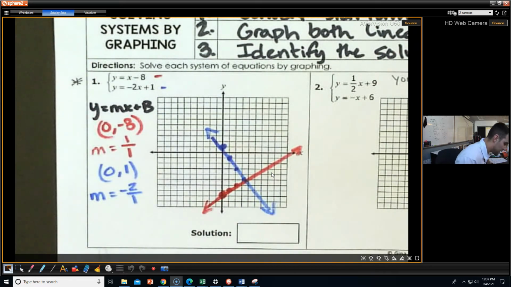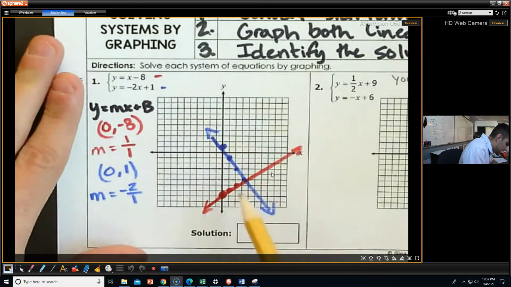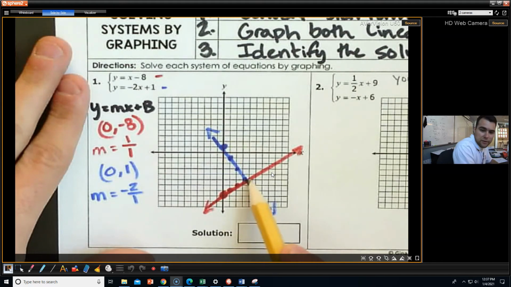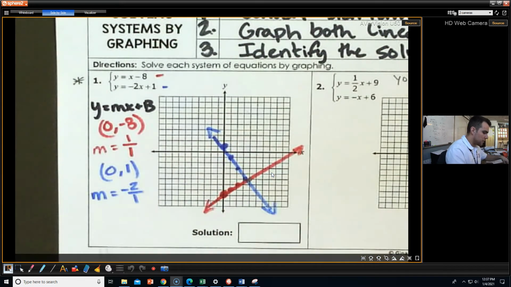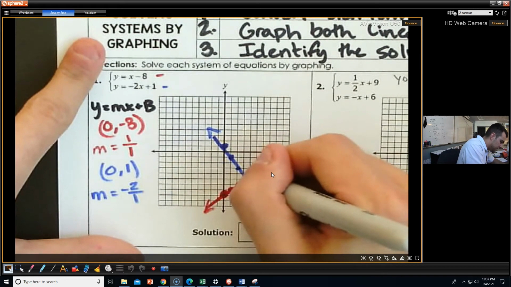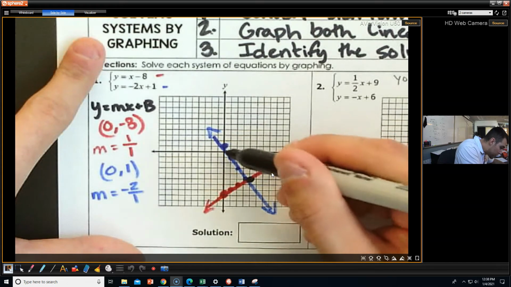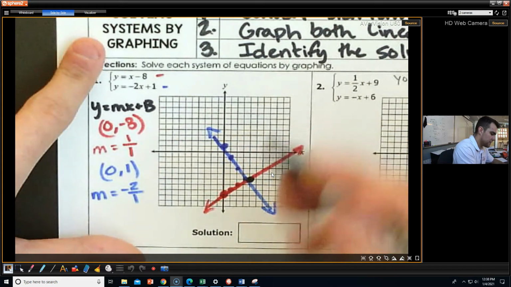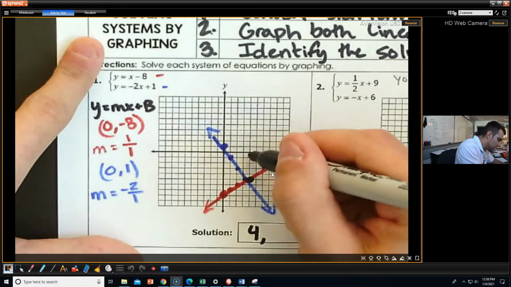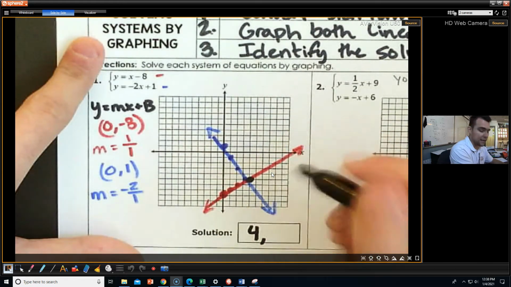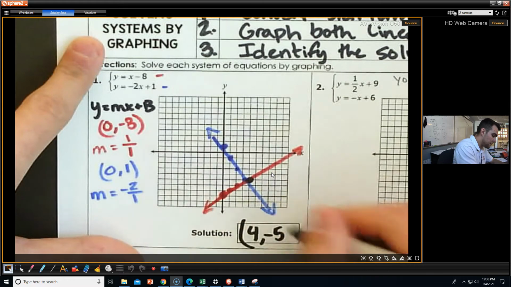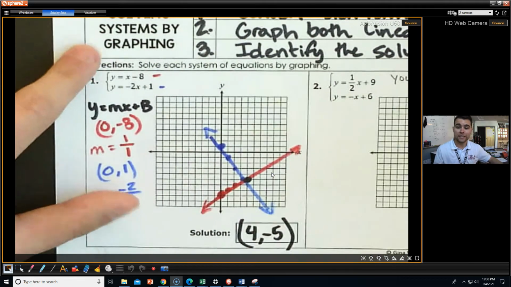Now, if we look at this pretty close, we can see that they intersect right about here. So what is that point right there? If we find that point, and I'm going to mark it in black so it's a little bit easier to see, that's going to be 1, 2, 3, 4 for the x, comma 1, 2, 3, 4, negative 5 for my y. And that's my solution. That's all there is to it.